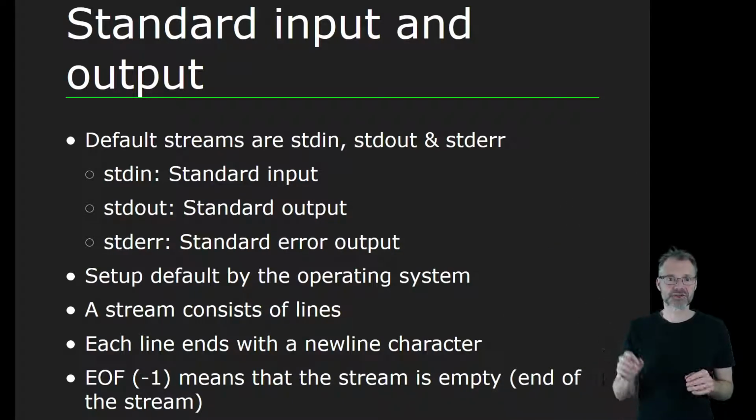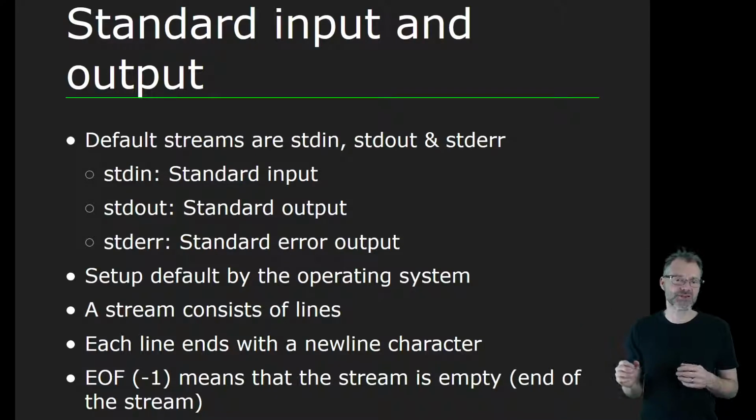So, let's start with the standard input and output. We have three default streams. Standard in is the standard input, which we use for scanf, where we read input from the terminal from the user. Then we have standard out, where we print stuff like with printf. You have probably done that before. That is printing to the standard out, and we show it in the terminal.